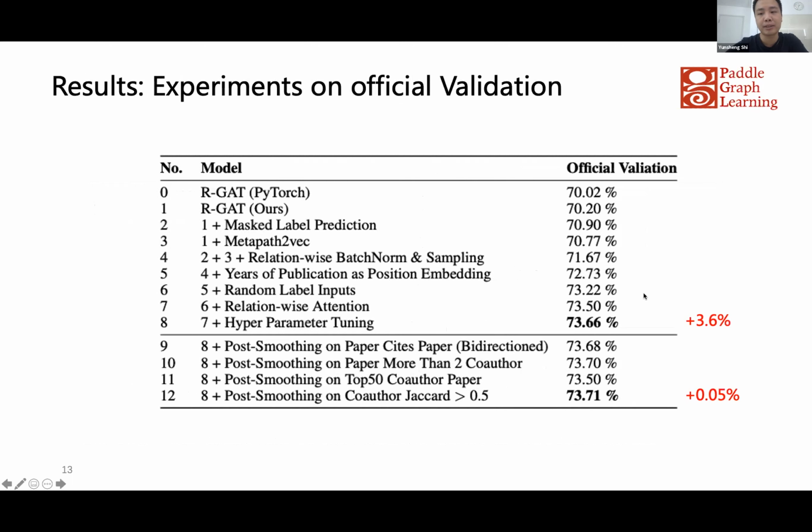In the experiments, we first present the results on the official training and validation data. Taking the RGT as baseline, we modify it into RUNMP and use 4 kinds of embedding as input. We can bring the performance from 70% to 73.6% ACC, an absolute 3.6 improvement for a single model. Finally, using the post label propagation smoothing, we can improve 0.05% ACC.